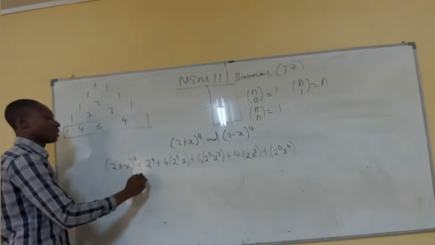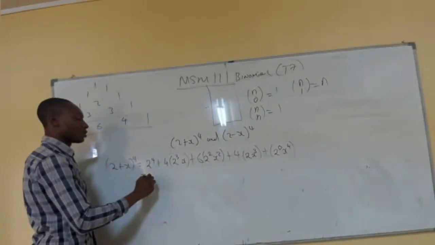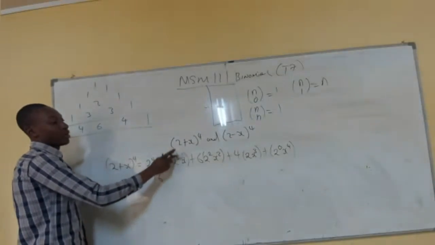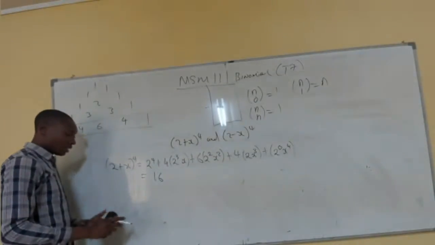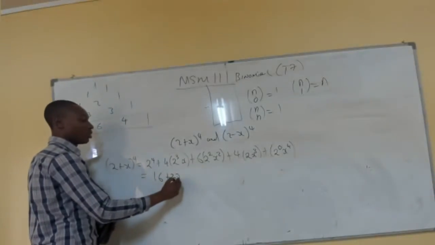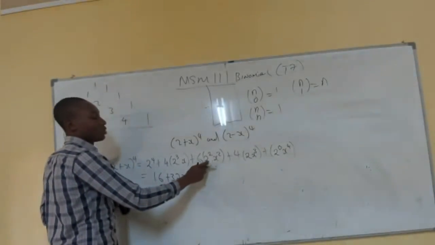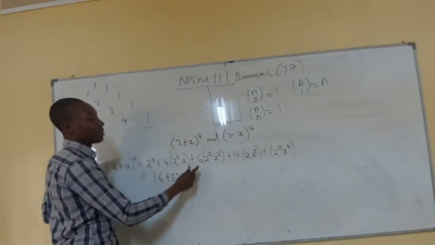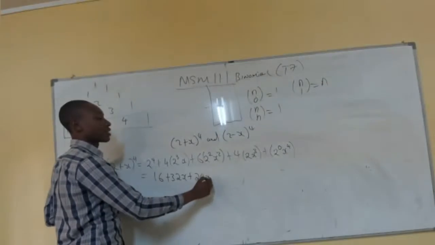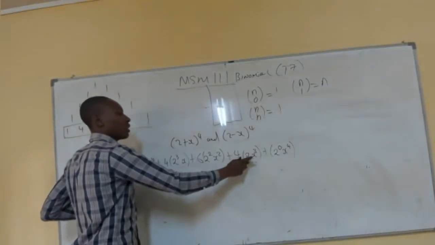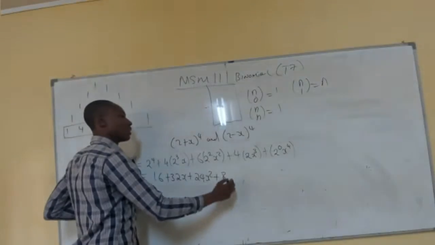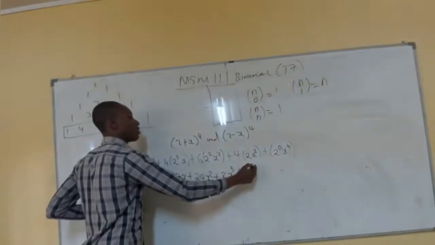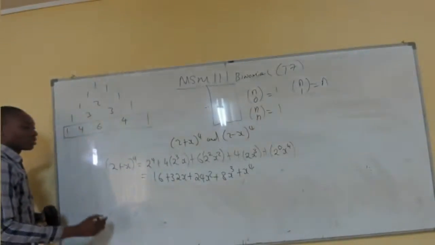Alright, so let's find the final expansion. 2 to the power 4 is 16. 2 to the power 3 we know is 8, and 8 times 4 is 32, so plus 32x. Then 2 to the power 2 is 4, times 6 is 24, so we have 24x squared, plus 2 times 4, which is 8, x to the power 3, plus 2 to the power 0 is 1, so x to the power 4. Okay, so that is your expansion there.